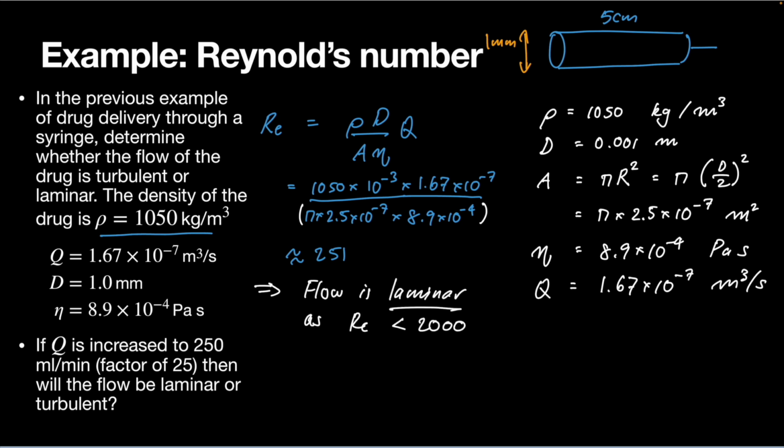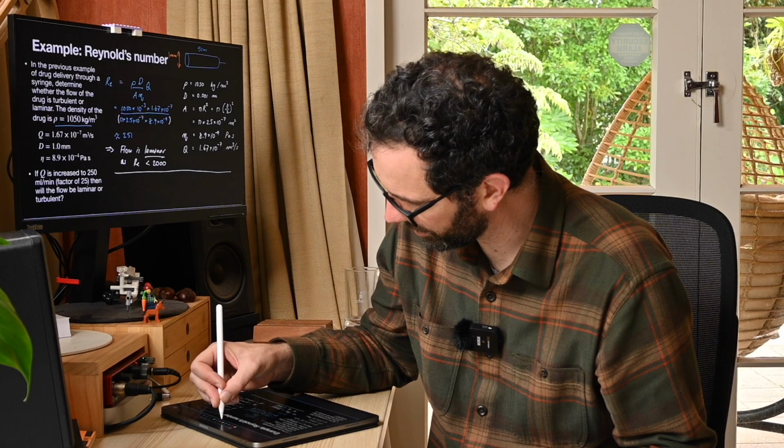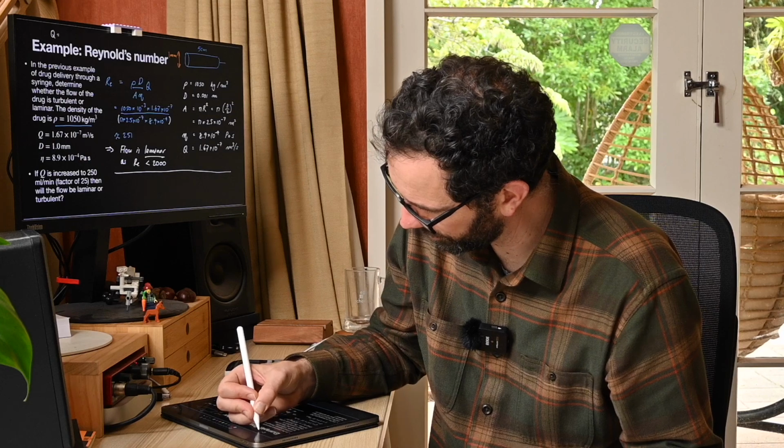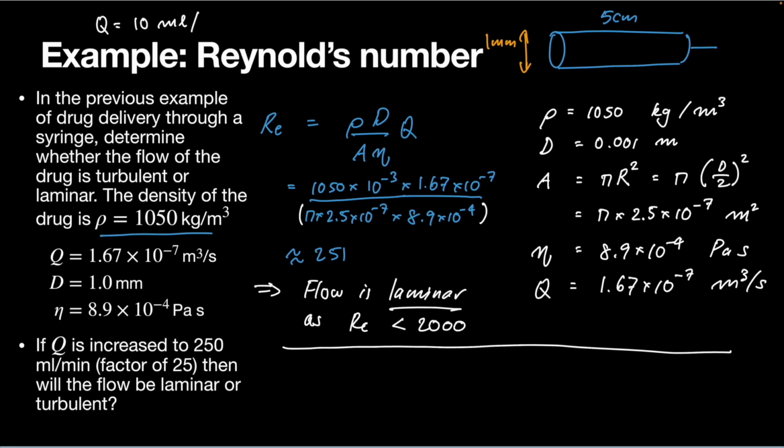Okay, so second part of the question. If our flow is increased to 250 milliliters per minute. Now remember, maybe we've forgotten, but the original question told us that the flow rate was 10 milliliters per minute. So what we've basically done here is increased our flow rate by a factor of 25, up to 250 milliliters per minute. Now the question is, will the flow be laminar or turbulent? An increase in flow rate means it's going to be moving faster. So the question is, is it enough faster to make us turbulent? Well, let's have a look.